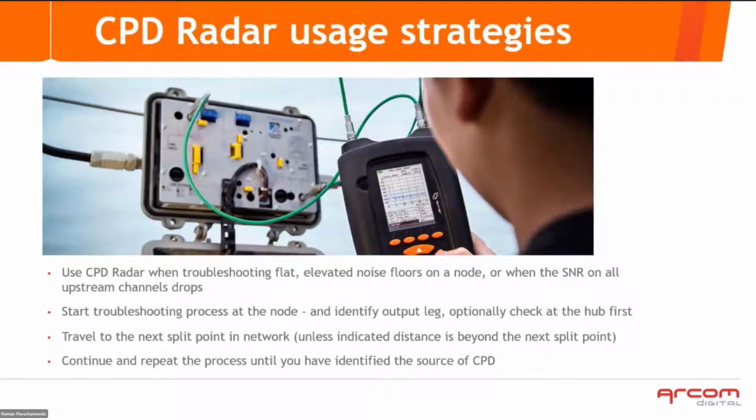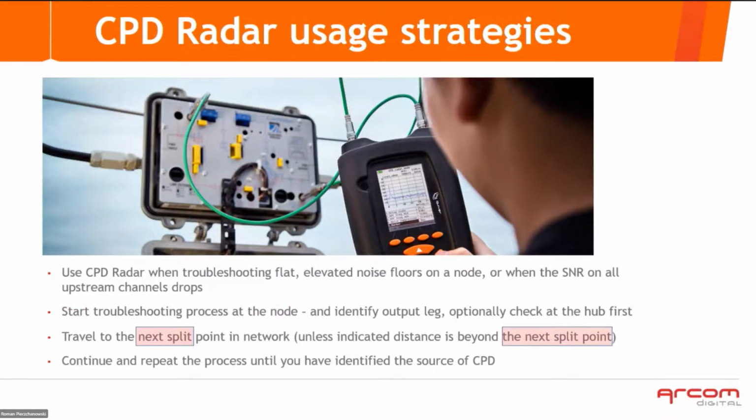Okay, strategies. First thing, you use CPD radar when troubleshooting flat, elevated noise floors on a node, or when SNR on all the upstream channels is reduced. You go to the fiber node and you start there. Identify the output leg that is carrying the CPD signal of your interest. Each leg can have some different CPD, but you'll identify it by its time delay.